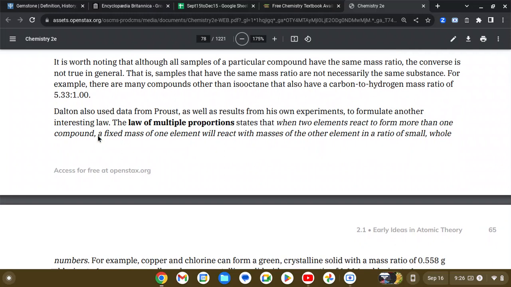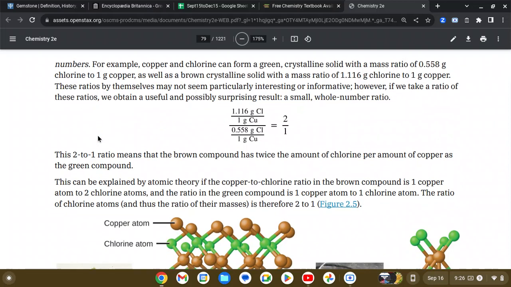The law of multiple proportions states that when two elements react to form more than one compound, a fixed mass of one element will react with masses of the other element in a small whole number ratio.